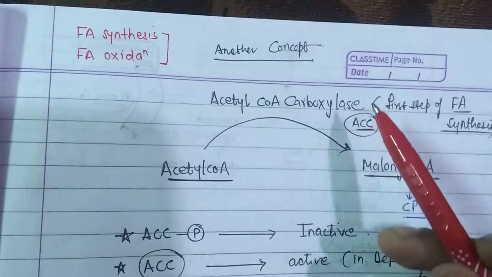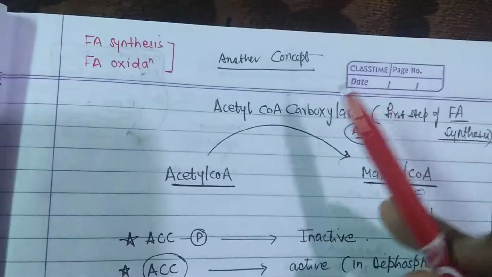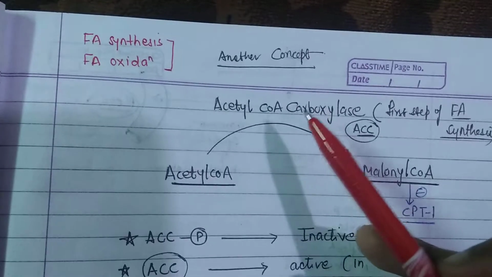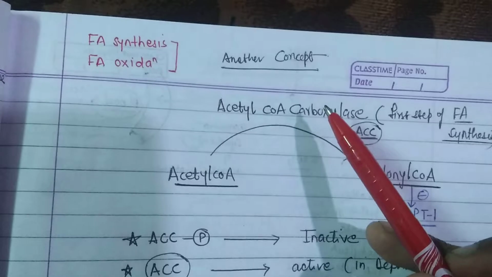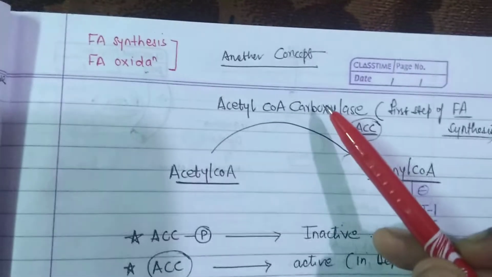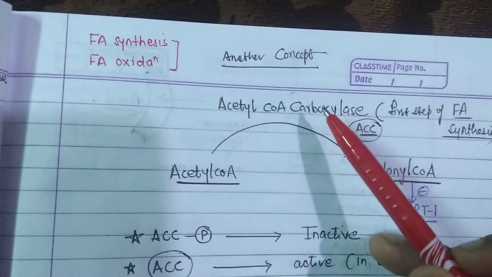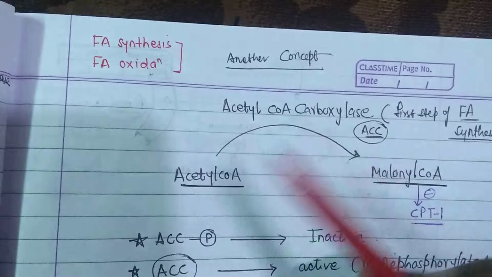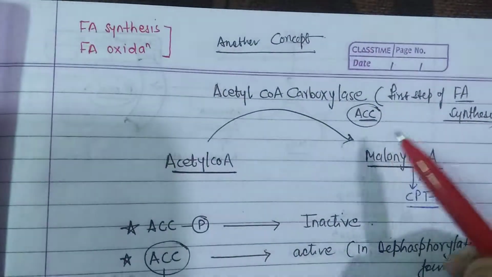So you can clearly see that in the feeding state, where insulin is the predominant hormone acting, it will cause dephosphorylation of this enzyme to make it active, and in the fasting state, where glucagon is predominant, it will cause its phosphorylation to make it inactive. So this means that acetyl CoA carboxylase becomes active in your feeding state, and it will produce more and more malonyl CoA.